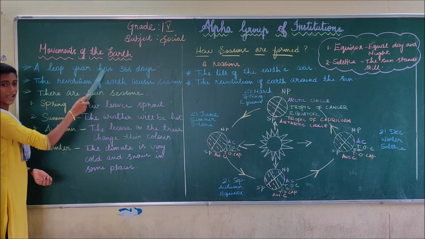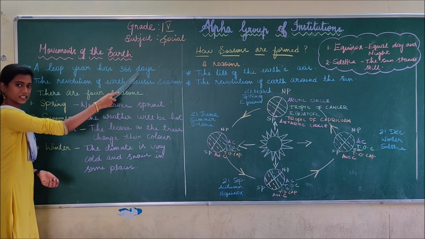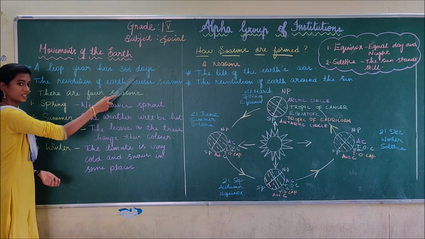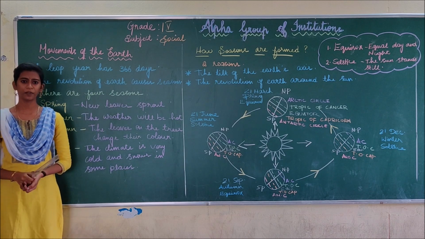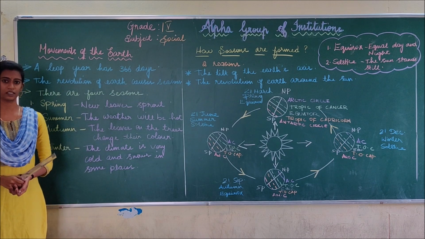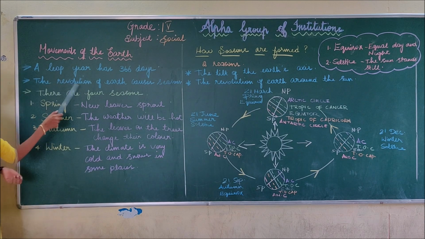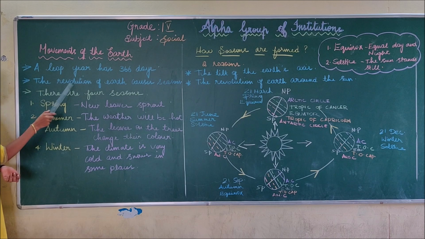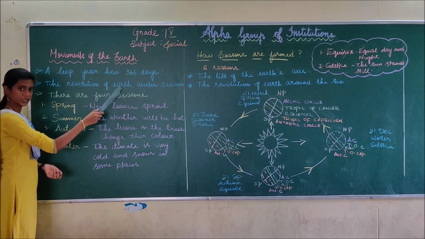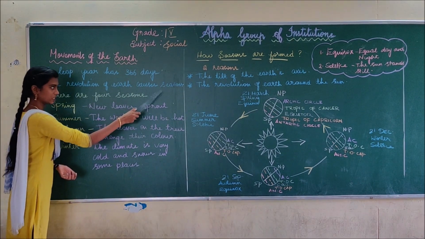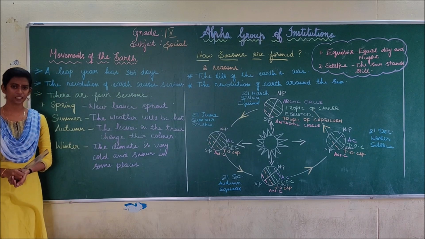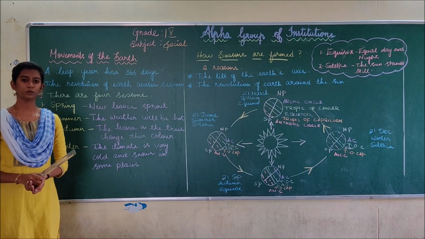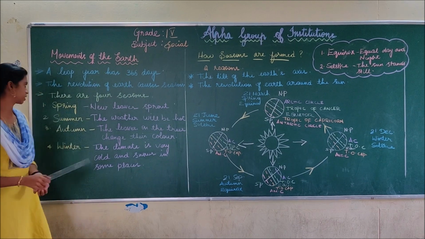A leap year has 366 days. So how many days are there in a leap year? 366, okay? The revolution of Earth causes seasons. What causes seasons? The revolution of the Earth. What is revolution? The movement. So the movement of the Earth causes seasons.